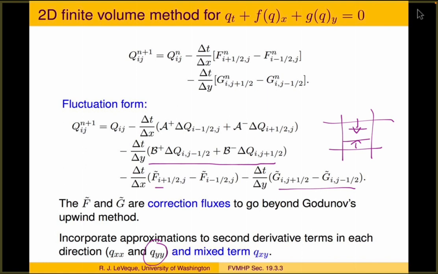But there's one new wrinkle here, and that is that these correction terms, in addition to modeling those second derivatives in x and second derivatives in y that are a natural generalization of the 1D algorithm, there's also this mixed derivative q_xy, and these correction fluxes, the F tildes and the G tildes, will both come into play in adding in approximations to the cross derivative term that are really needed in order to get second order accuracy with a method in 2 space dimensions.